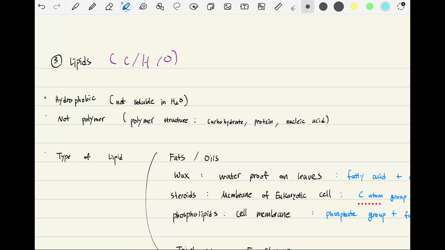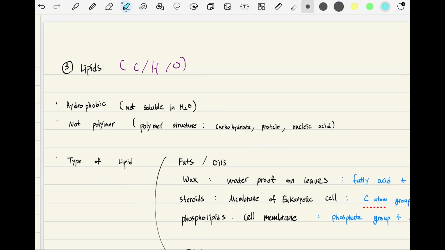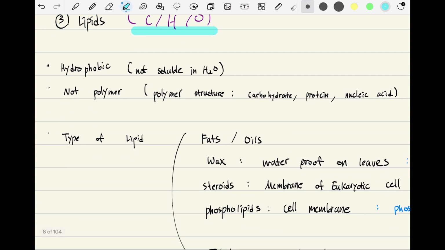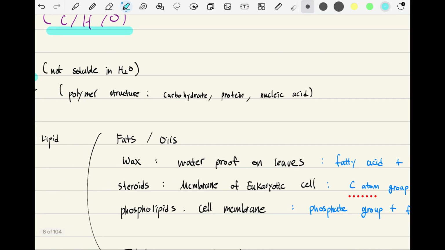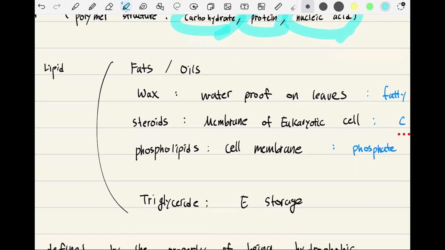Well, I think we have some time, so let's go over to lipids. Oh, I thought nucleic acids were first, but anyways, let's go into lipids. So lipids are also made of carbon, hydrogen, and oxygen. They are usually hydrophobic, which means that they are not soluble in water, and they are not polymer structures. The polymer structures that we learn in AP Bio are carbohydrates, proteins, and nucleic acids. Those are all.